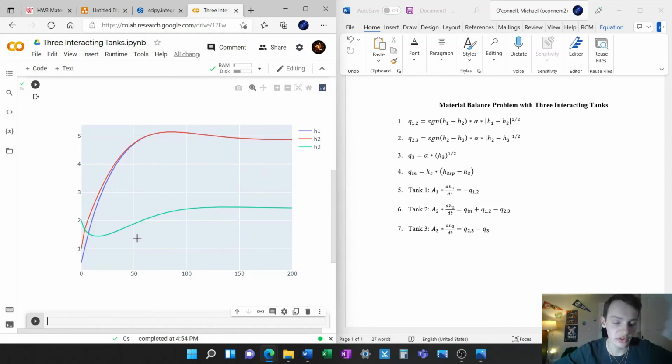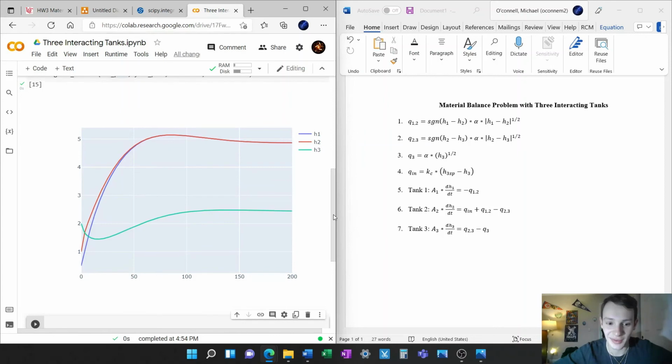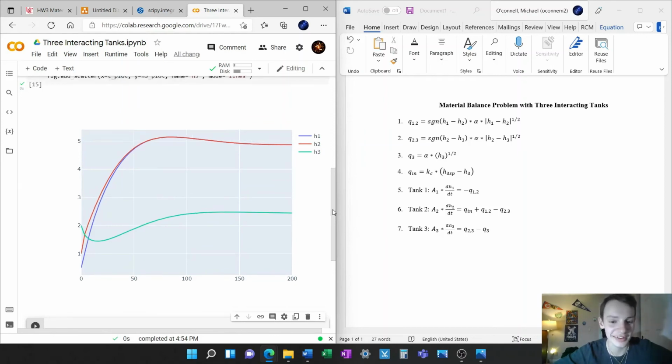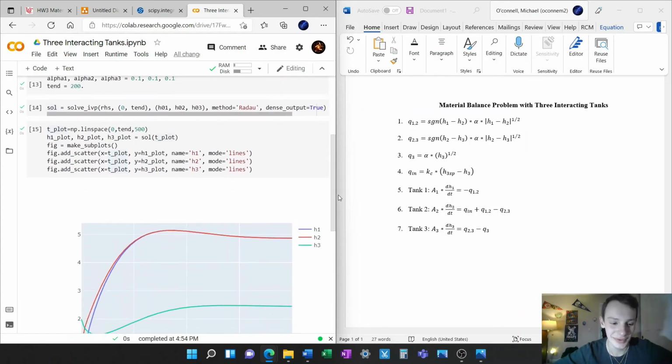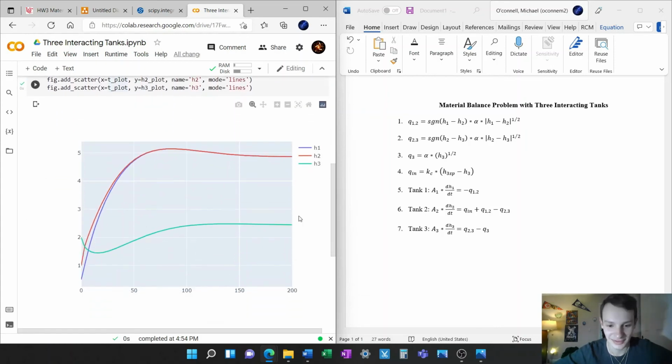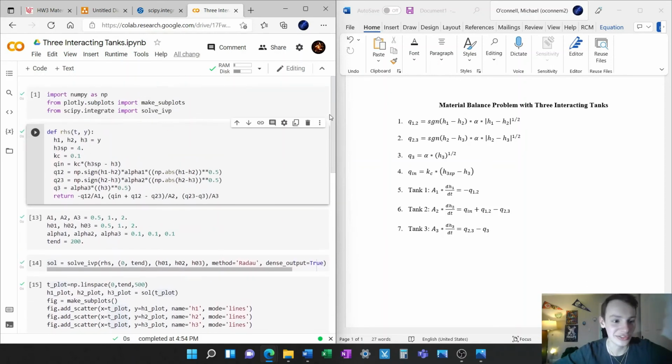But what's obnoxious about this is, what was our set point? Wait a second. Our set point was 4 meters. That's meters, fellas. What is this? This isn't even 3. And all I can say about that is that this is the problem when you are using a proportional controller. That is just something you have to deal with.